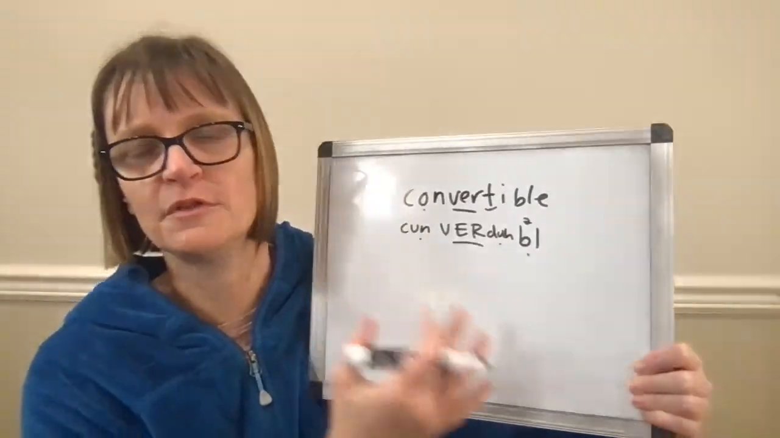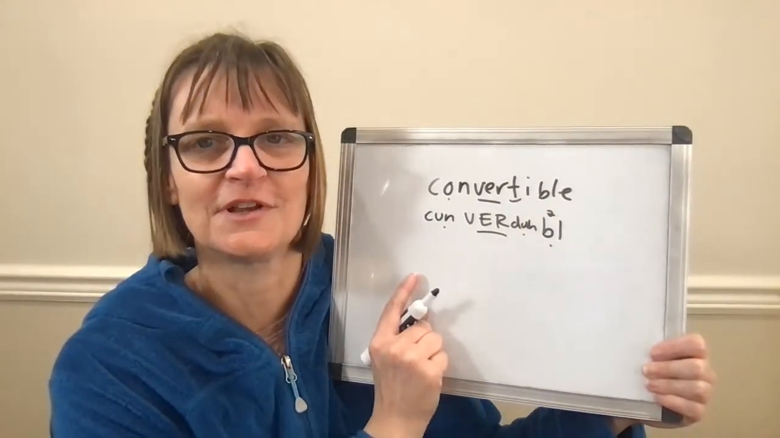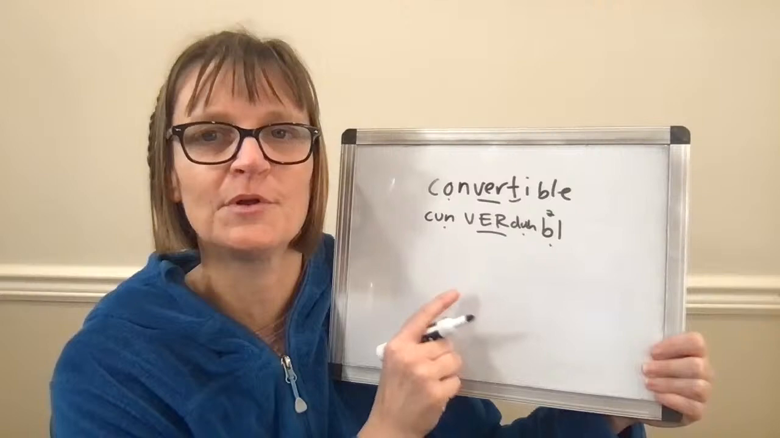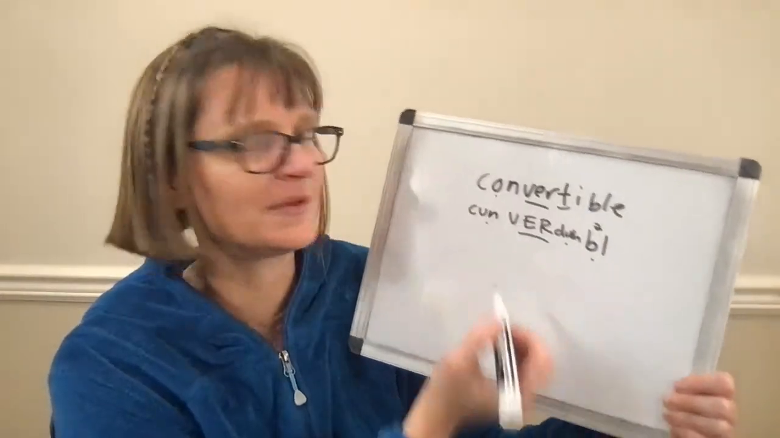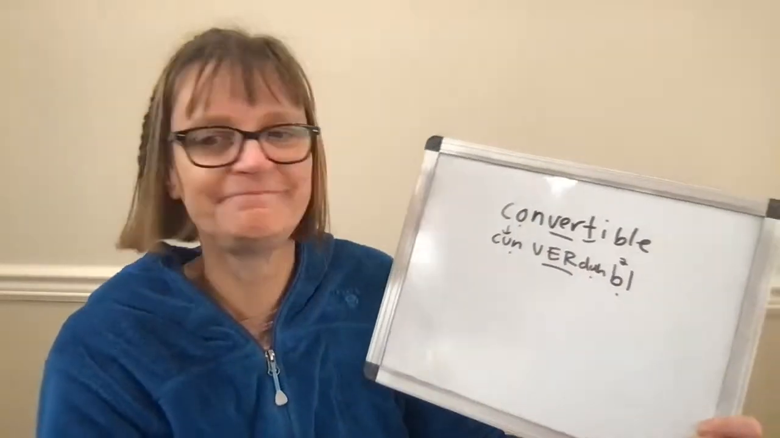If you have trouble with the rhythm, start with the vertible, and then add your unstressed first syllable. Vertible, convertible. So you want to be very short on that C-O-N that turns to a schwa.